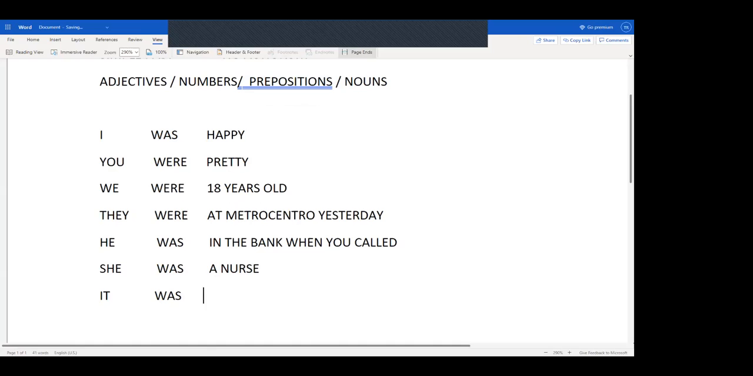Okay, it was hot yesterday. It was cold yesterday. Momento, this is an adjective, cold and hot. It was a plane. Era un avión, el que pasó ayer. Okay, so anything you want, you can add it here, but not a verb on its base form. No puedes agregar un verbo en su forma base después del verbo to be.